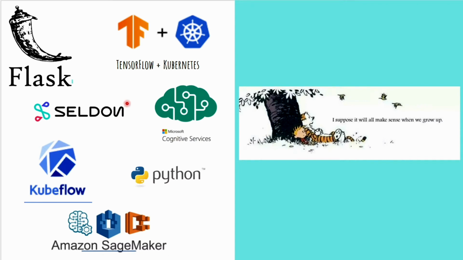You have Seldon, which is another framework. Microsoft, AWS, and Google all have cognitive services of their own, where you can just go and use them and follow a SaaS model, and you'll typically be very happy about it. Just get a machine learning model, or you could probably do something on your own in Python. And this is not an exhaustive list, guys. There's tons more.